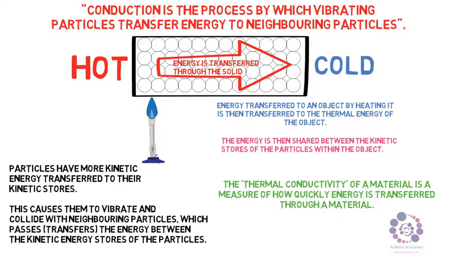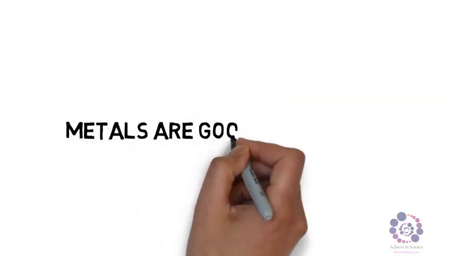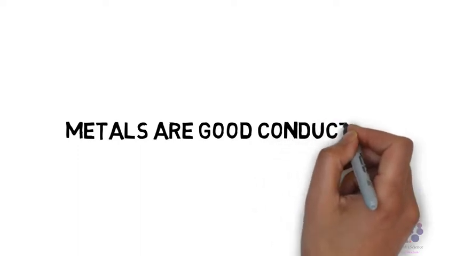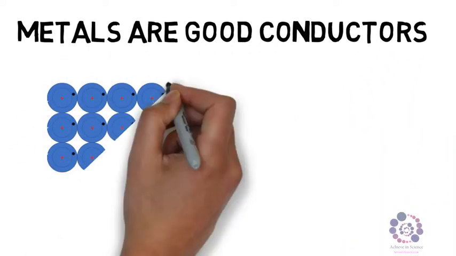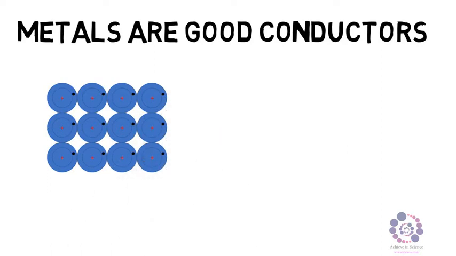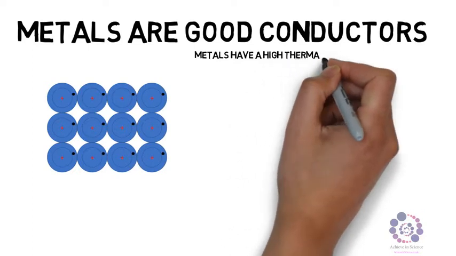Now let's have a look at a good conductor. A good conductor of thermal energy are metals. Let's have a look at the structure of a metal. Metals have a high thermal conductivity and are called thermal conductors.